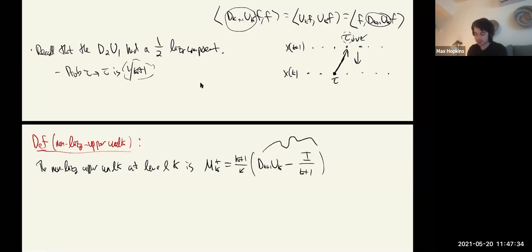Once we've subtracted out the laziness, we're no longer stochastic, right? The probabilities of transitioning no longer sum to 1. So it's no longer a random walk, but we can fix this by normalizing it on the outside. We've taken out 1 over k plus 1, so if we don't normalize, the weights are k over k plus 1. So we multiply by k plus 1 over k, and we end up with a random walk, a stochastic matrix.